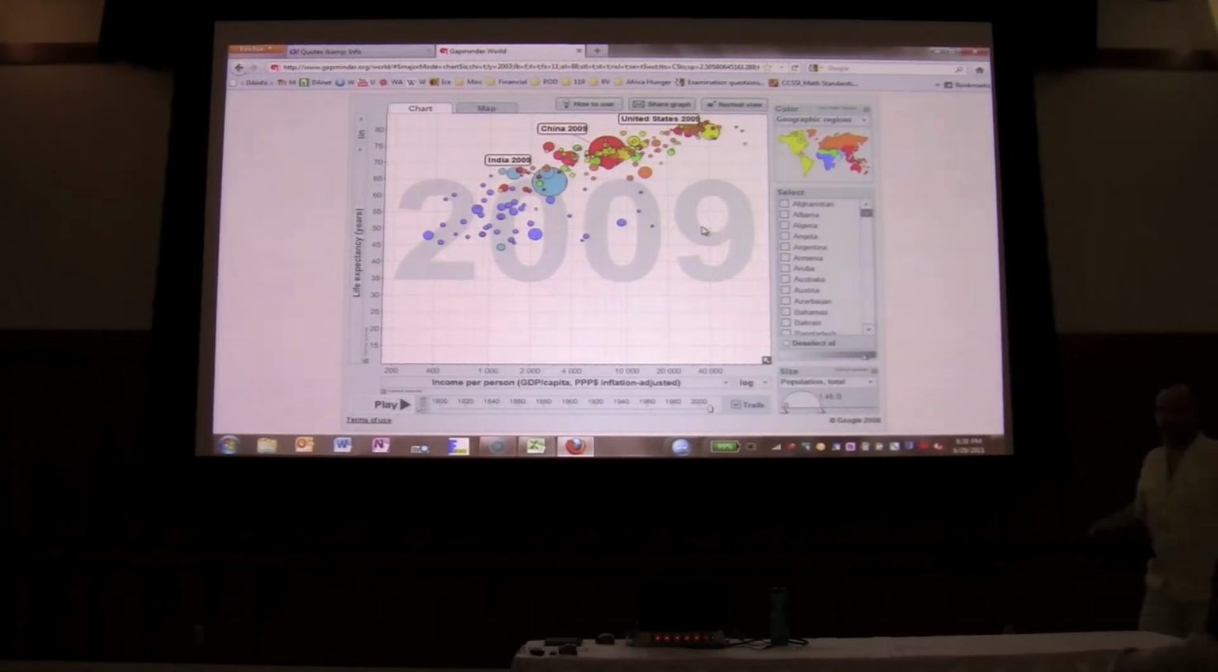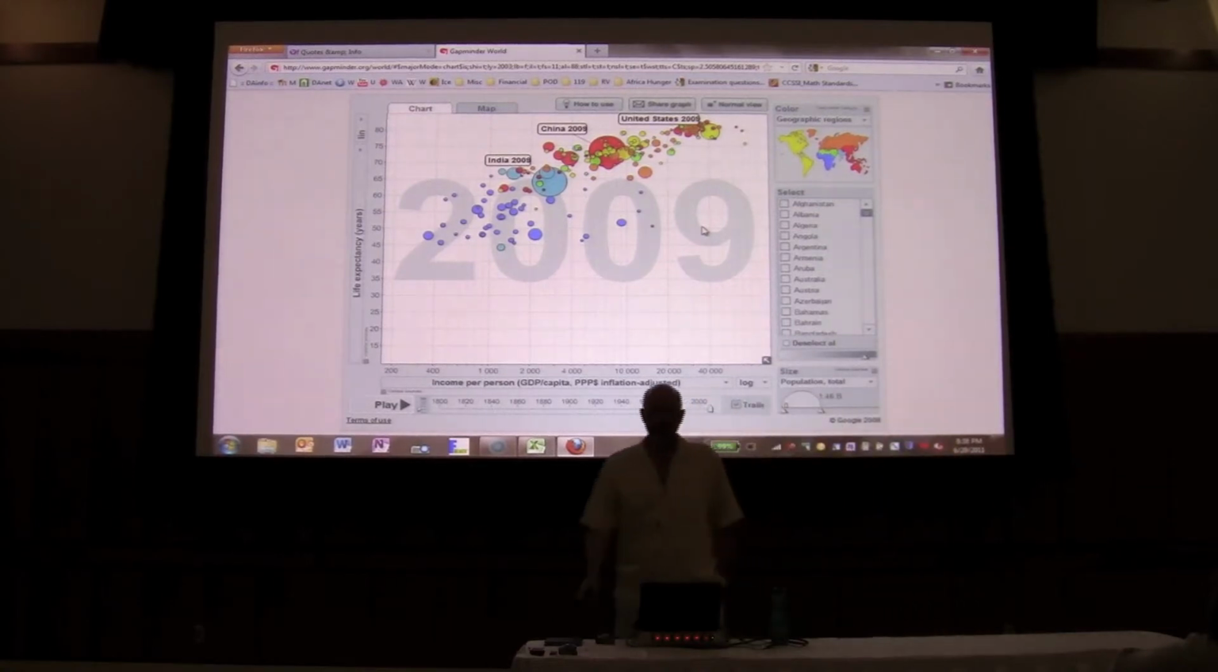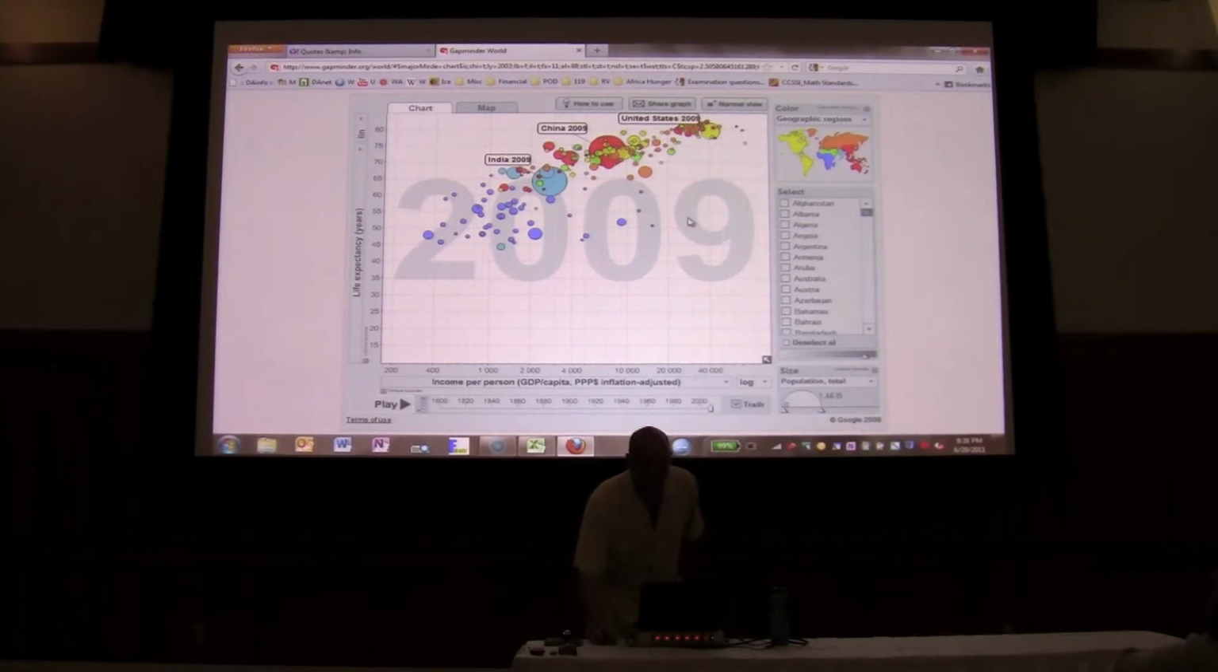Every circle represents a country. The diameter of the circle is proportional to the population of the country. And this is a snapshot for 2009. In blue is Africa, yellow is America, and so forth geographically.